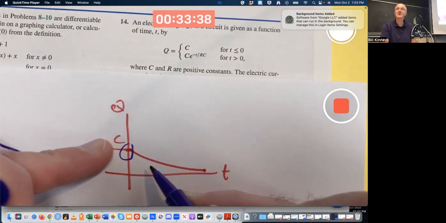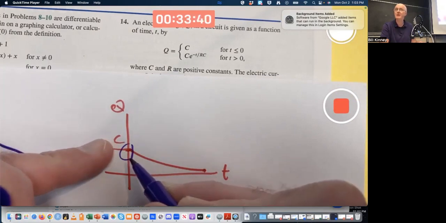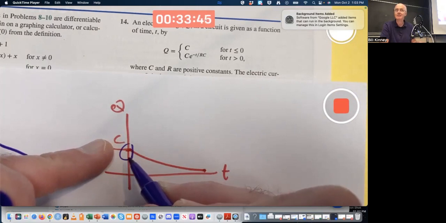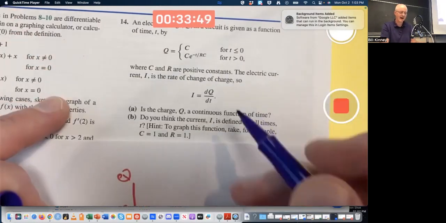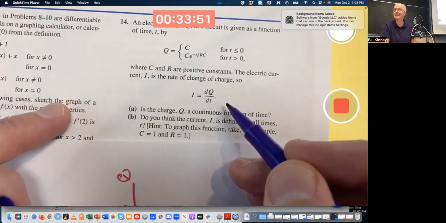The slopes from the left and slopes from the right are not equal. Therefore, this is a true corner. You're not being deceived. It's a spot where this function Q is not differentiable. And therefore, that means I, the derivative of Q with respect to t, does not exist.